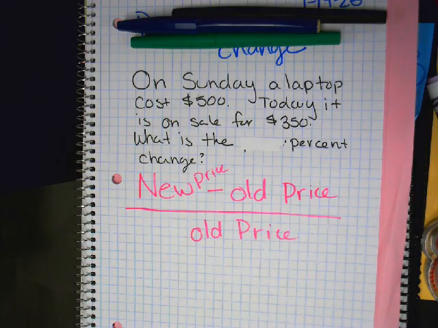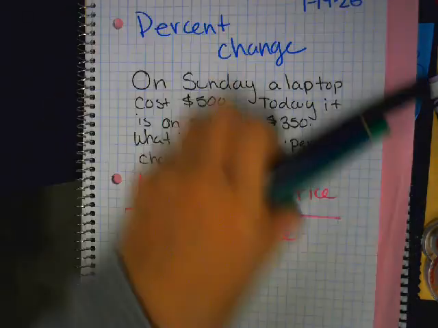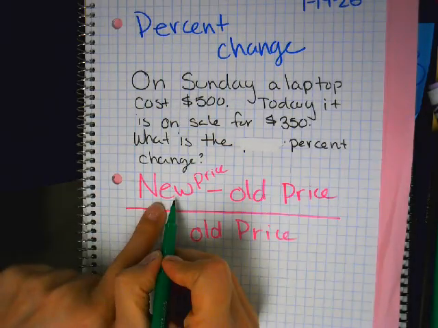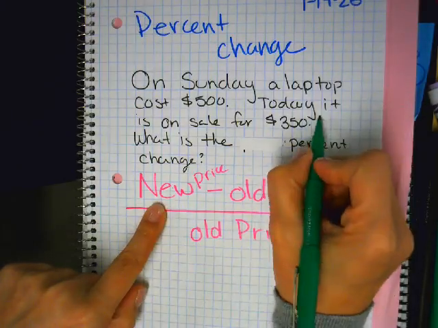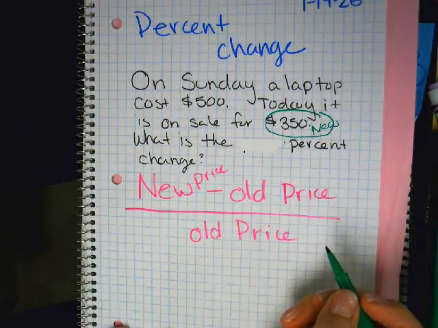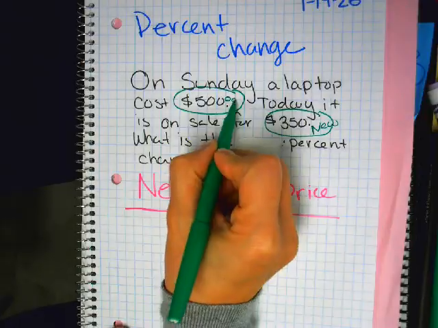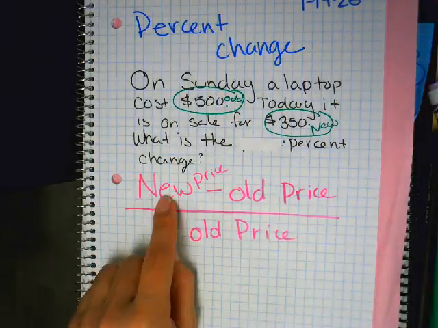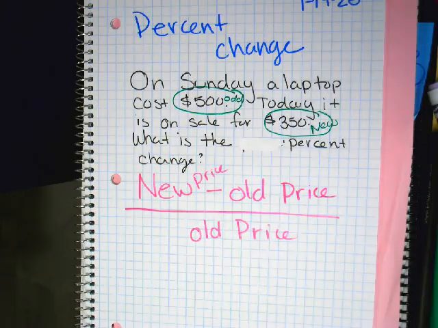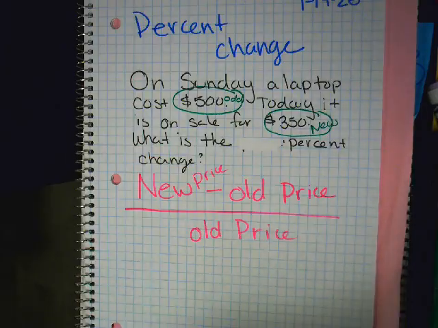The hard part about this is figuring out what's your new price and your old price. So I'm going to actually be using more of your English skills than your math skills today. All right, so let's do it. On Sunday, laptop cost $500. Today is on sale for $350. Which one's my new price? $350. So I'm going to circle it and call it new. What's my old price? $500. I'm going to circle it and put a little old in there. So new, $350. Old, $500. It's very important that you recognize what's your new, what's your old.